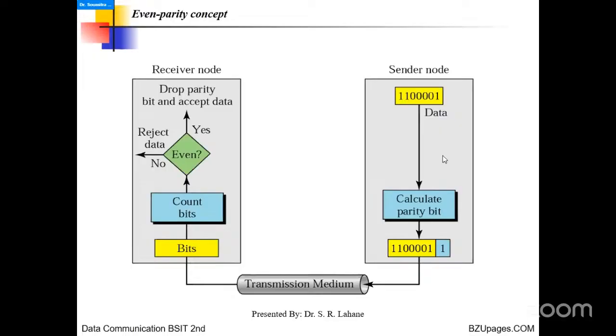So that data will be transmitted over the communication channel. The receiver receives that data and removes the parity bit. If the data matches the original data, the data will be accepted. Otherwise, the data will be rejected. This is the even parity concept. Similarly, we can have an odd parity concept for an odd number of binary 1s. The same concept will work.